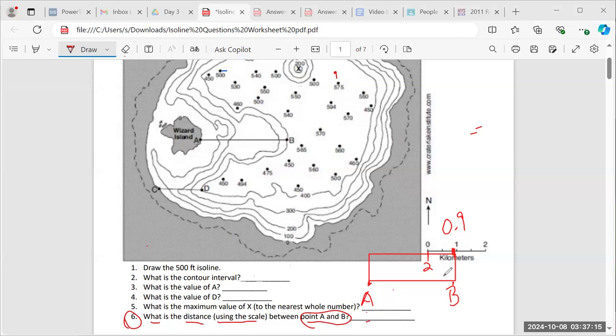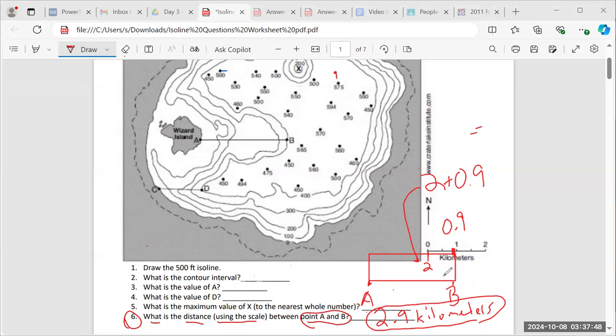So what is my total distance? It's going to be 2, let me bring it over here, it's going to be 2 that I got here, plus 0.9. And what is your final answer? You get 2.9 kilometers for number 6.